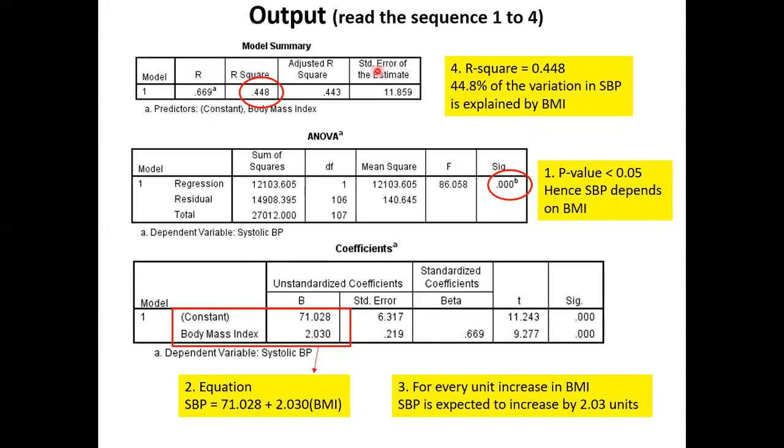So the table, click the button, all come out. Number one, the question is, does this depend on that? P-value less than 0.05? Yes. If yes, how? And then what this value means and how much. So follow the sequence 1, 2, 3, 4. You can write it in a paragraph.